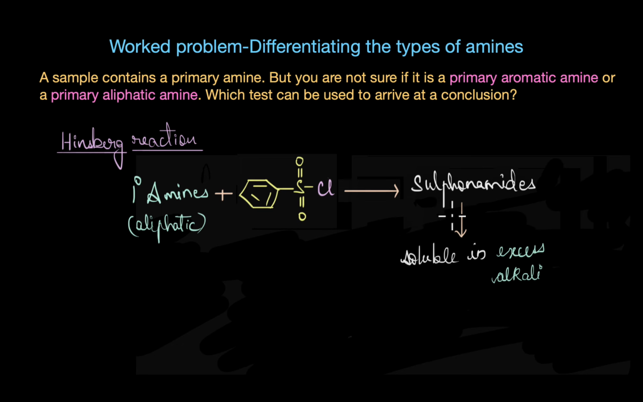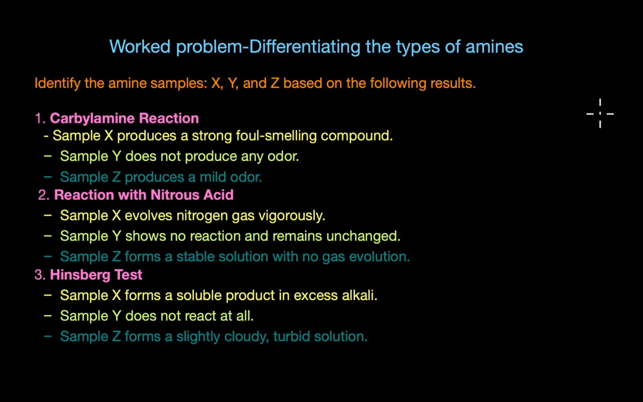So let's look at one last question now. Here we have 3 amine samples X, Y and Z, and we get the following results with each of these reactions. So what we need to do is, based on these observations, identify the type of amines X, Y and Z.